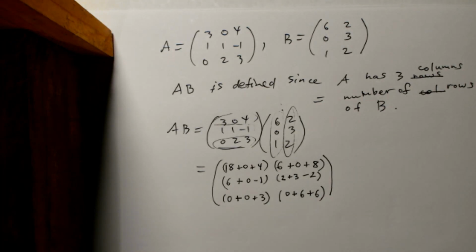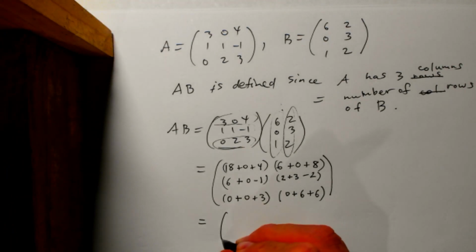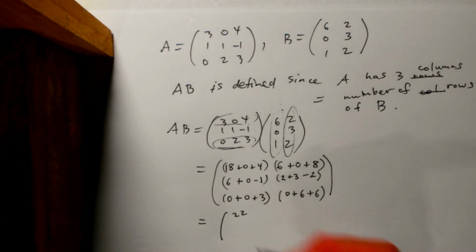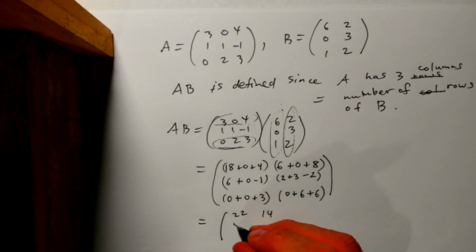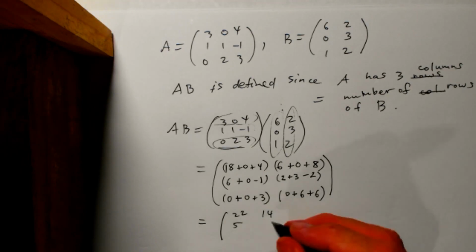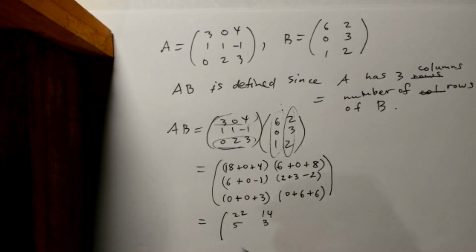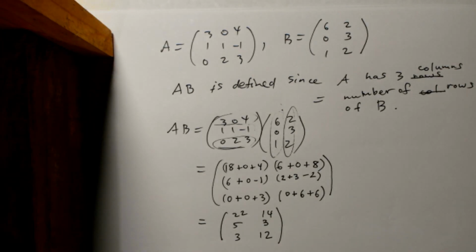And now we just need to simplify. Okay, so 18 plus 0 plus 4 is 22. 6 and 8 is 14. 6 minus 1 is 5. 2 plus 3 is 5, minus 2 is 3. 0 plus 3 is 3. And 6 and 6 is 12. So we have our product written here. Alright?